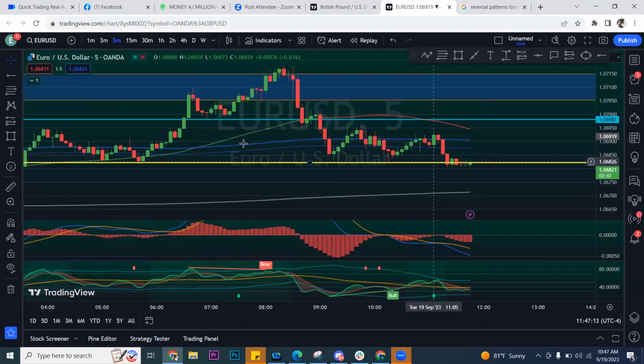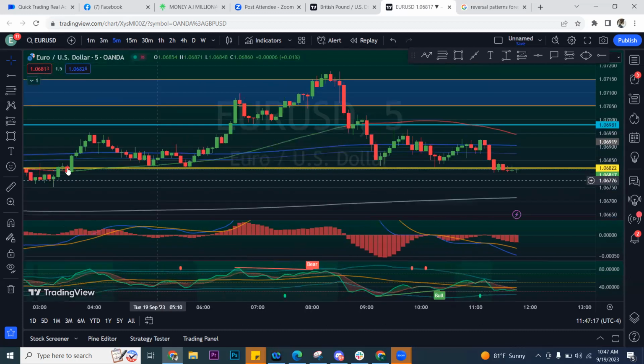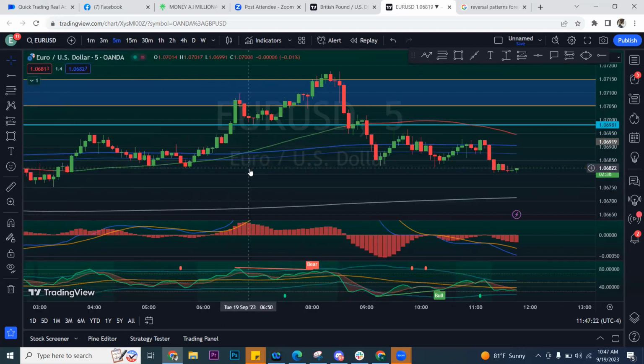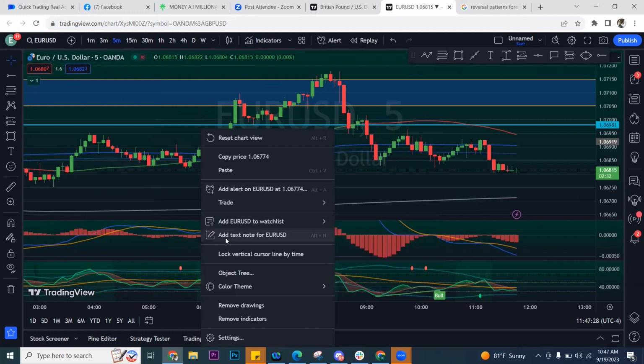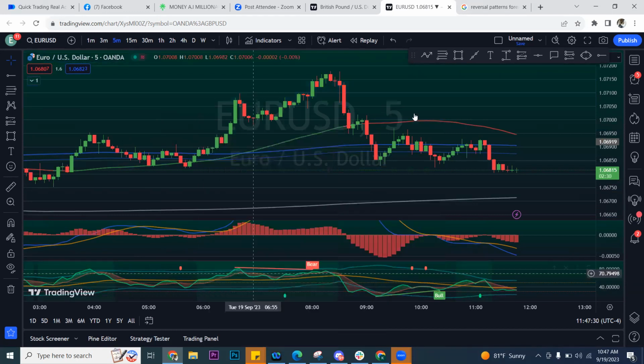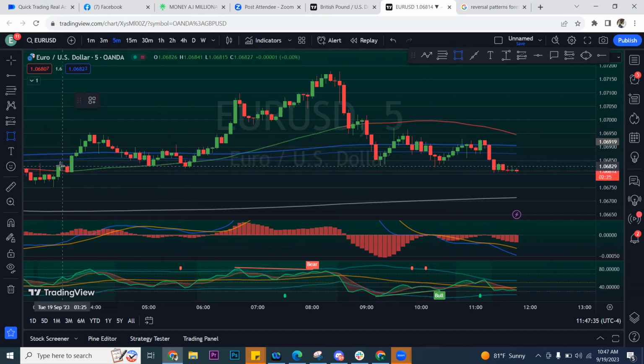This is a place where it bought from prior. Right here, right here, right here. So I can remove that, take everything else off. Focus on this part.